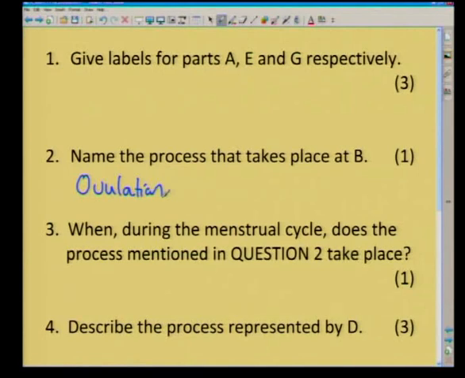When during the menstruation cycle does the process mentioned in question 2 take place? Now, people, all you have to do is think about it. It's going to be about day 14, okay? About day 14, if it is a normal 28-day process. Now, we are talking here about the average, the norm, so you would say approximately day 14, all right?